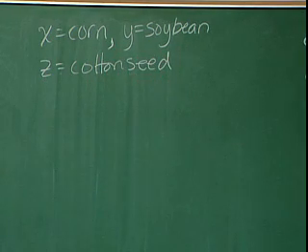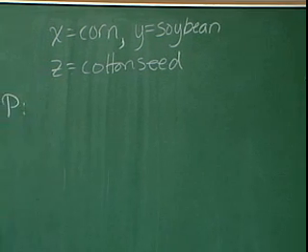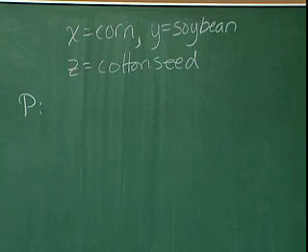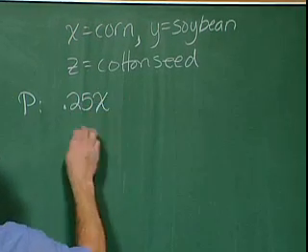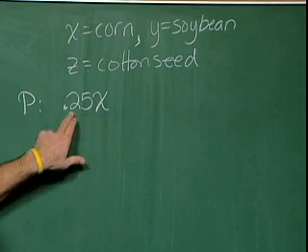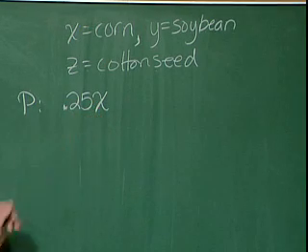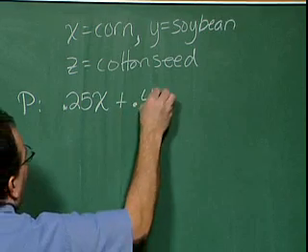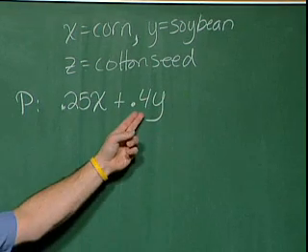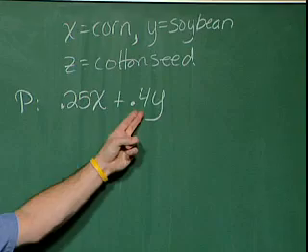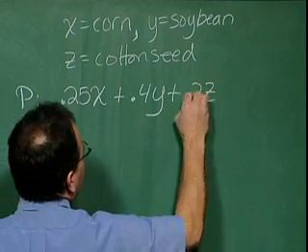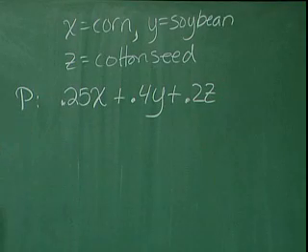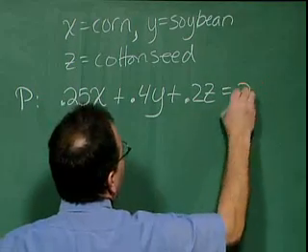All right, so if we look at protein first, so I'll just put P for protein, we know that it's going to be 0.25x, because that's the amount of protein in a serving of corn, plus 0.4y, 0.4 being the amount of protein in soybean serving, plus 0.2z, and that would have to equal a total of 22.